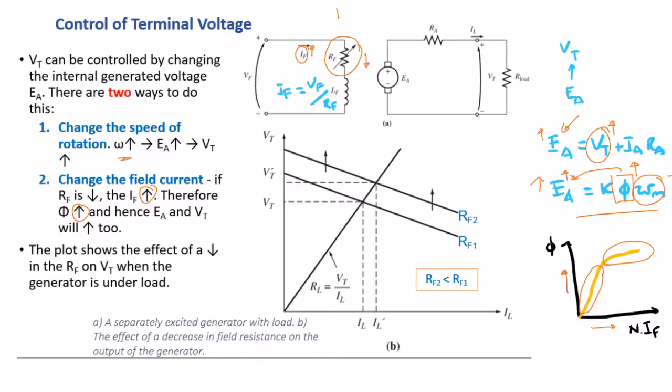Okay, so that's how we do the control of terminal voltage of this type of DC generator.